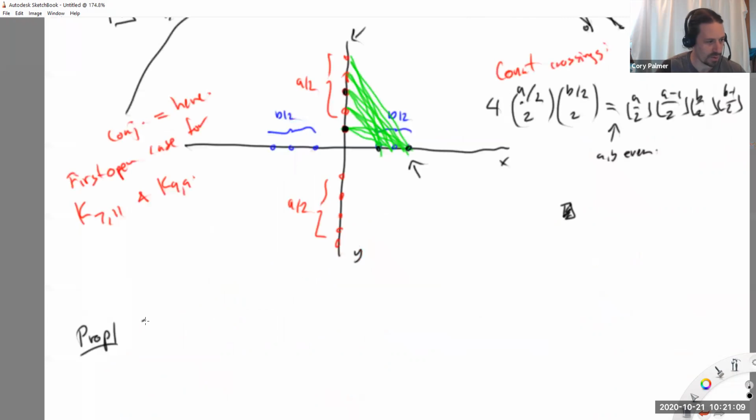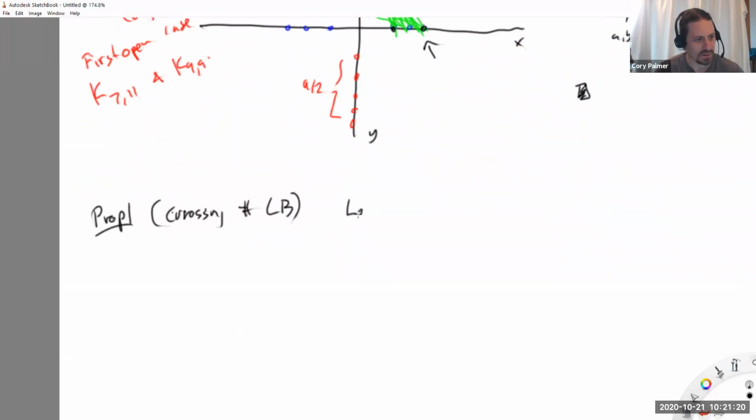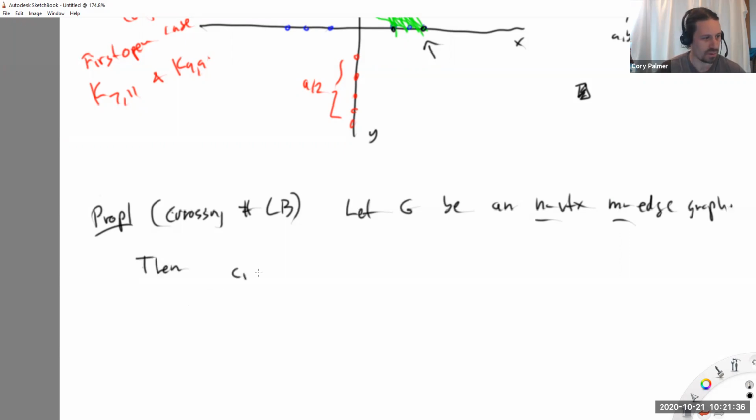Okay, so the proposition here is going to be the crossing number lower bound. This is our general lower bound for crossing numbers. Let G be an n vertex, m edge graph. So we have n vertices and m edges. Then the crossing number is bounded below, it can't be too small, by m minus 3n plus 6. So the number of edges minus 3 times n plus 6. What's familiar in this statement here?